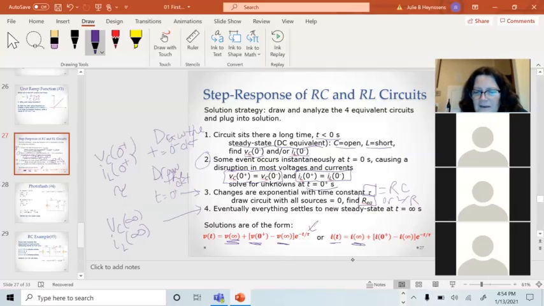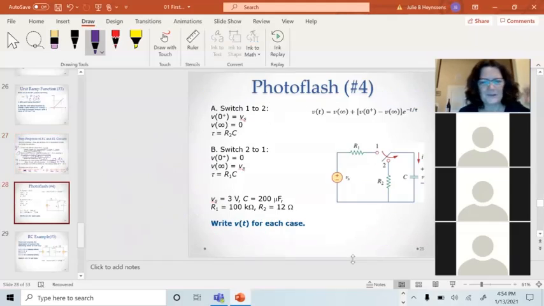I can do the same thing with a current. Find I of infinity, I of 0 plus, and tau, I'm done. So that's the goal of all this analysis, to find those three numbers, plug them into the equation, and then you're done.